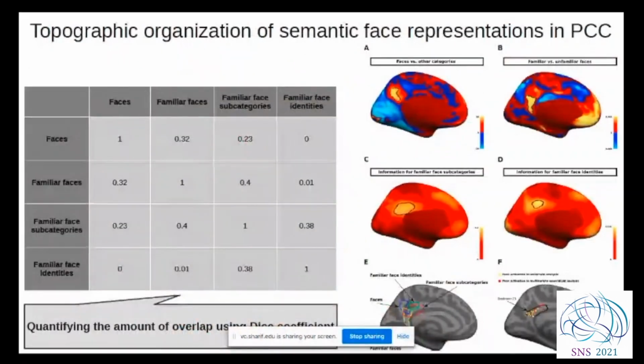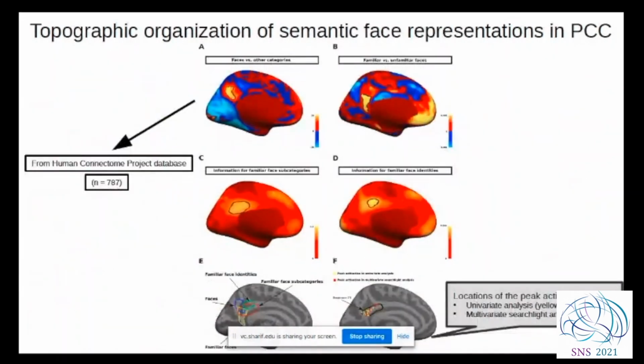So I'm going back to this slide again. So the important finding here is that there seems to be some adjacent regions in posterior cingulate cortex which process distinct properties of familiar faces. And these properties are relatively hierarchical. So some of them are more general information and some of them are more specific information.